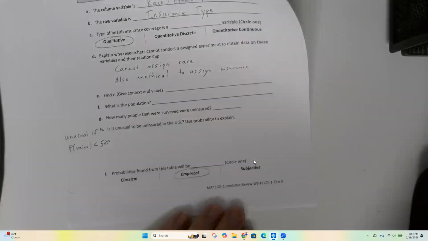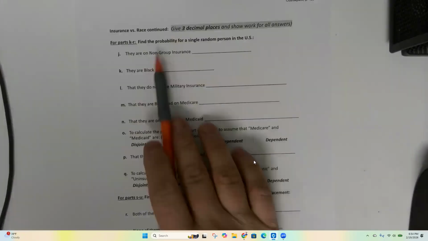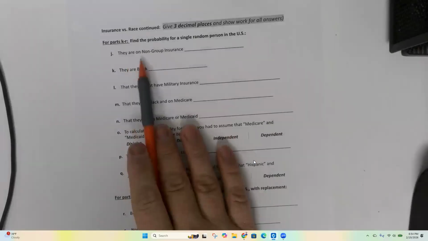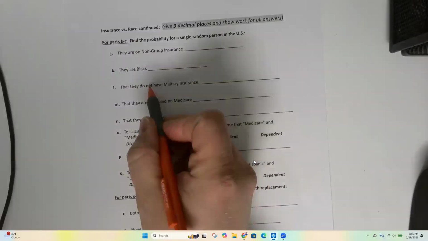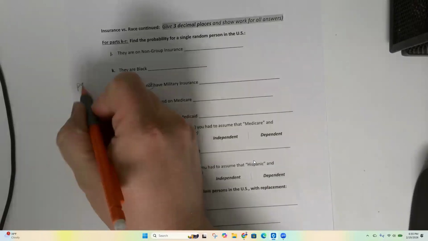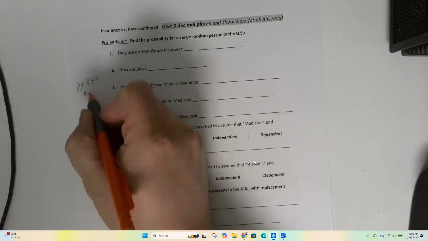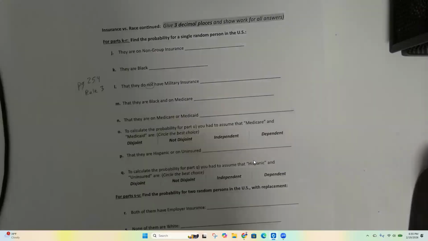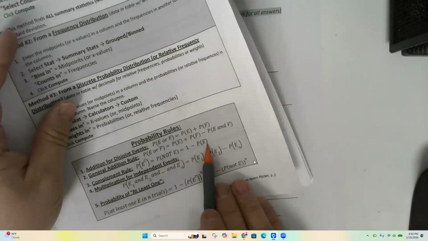We're still going to talk about this, so don't lose this page, because on page 423 we're going to keep talking about insurance and race. On the probability for a single random person in the US that they are on non-group insurance, that's no problem. For the word not, on page 254 at the bottom, there were some rules, and we use rule 3 to calculate not. The probability that something does not happen is 1 minus the probability that it does happen.